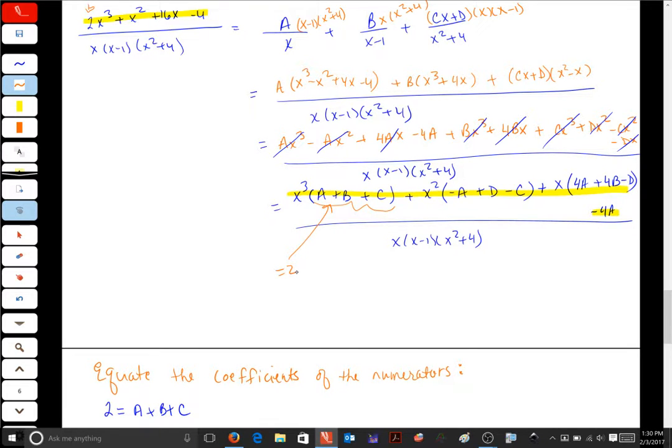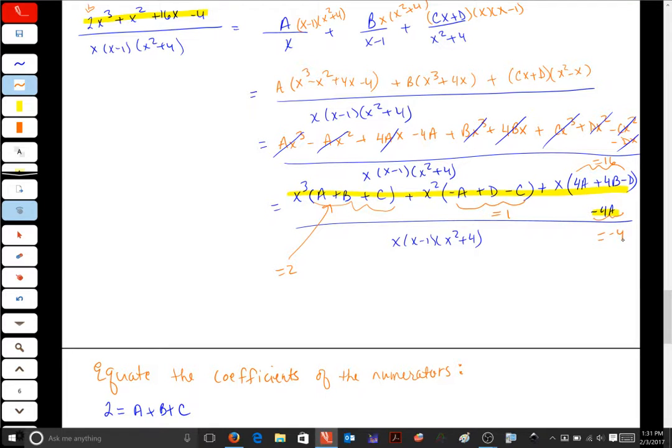So, looking at the x squared term up there, what is the coefficient for the x squared term? What should this term right here be? 1. So this part equals 1. How about the x term? What should that be equal to? 16. And how about the last term? That should be the minus 4, right?